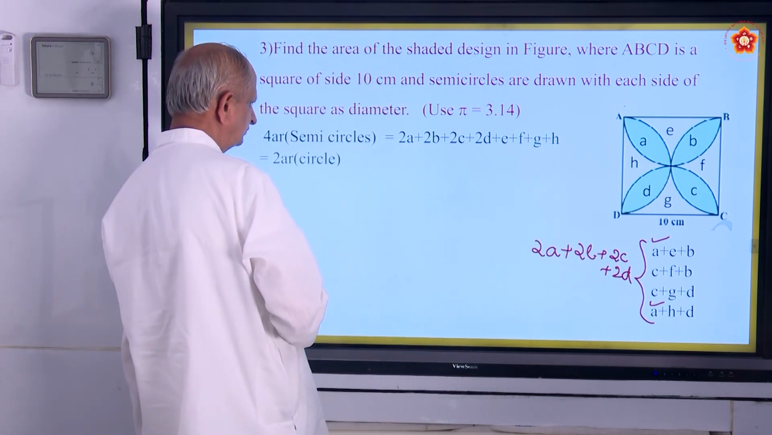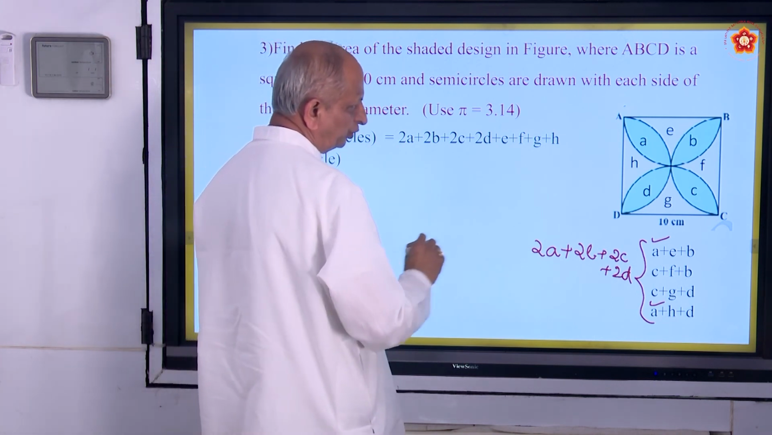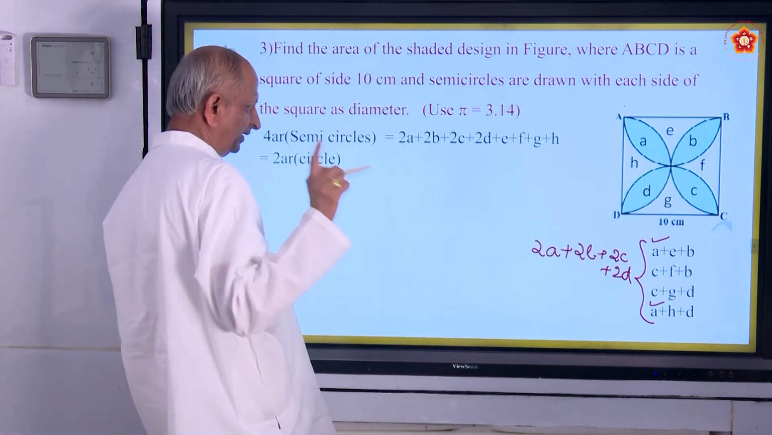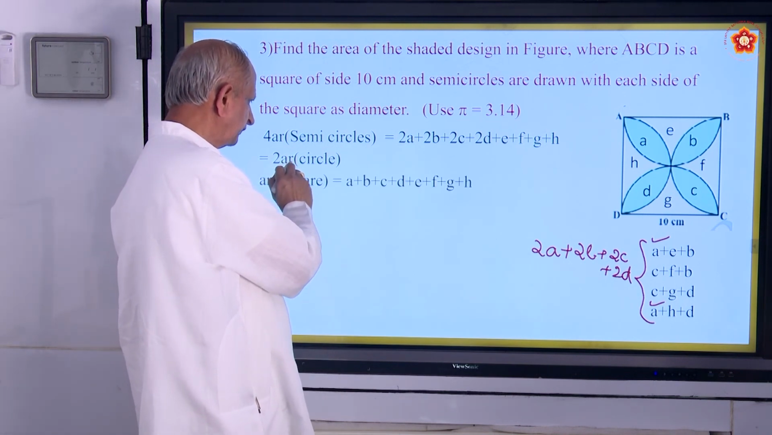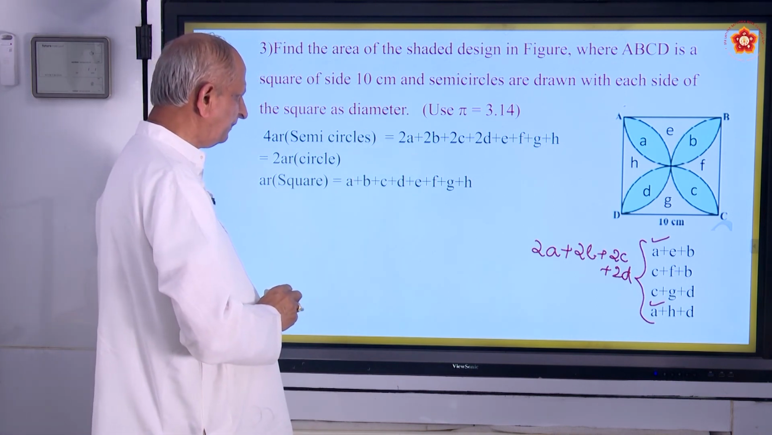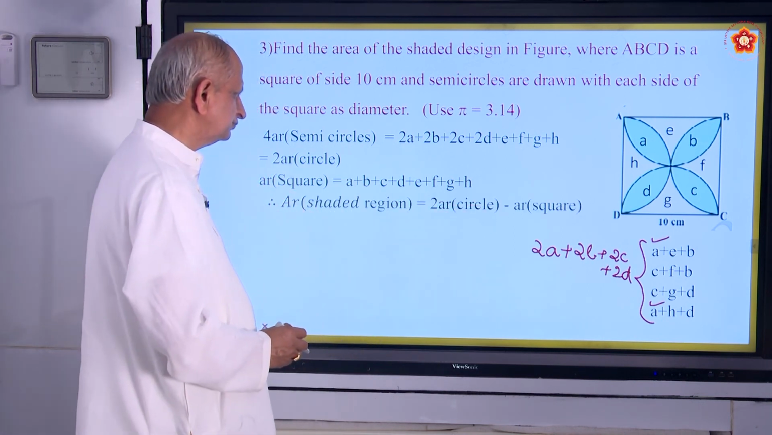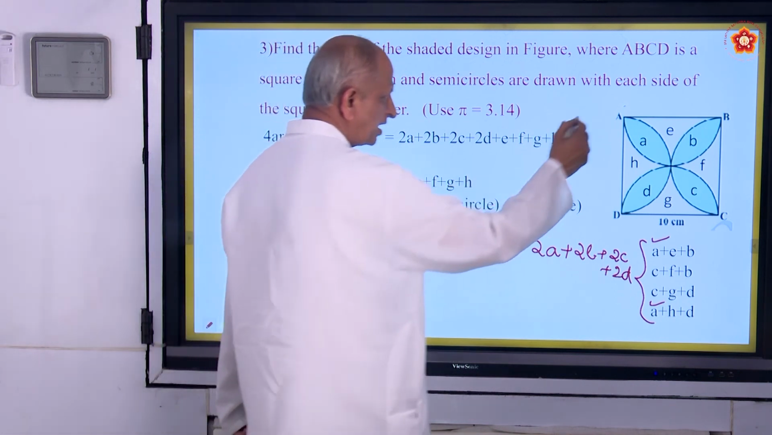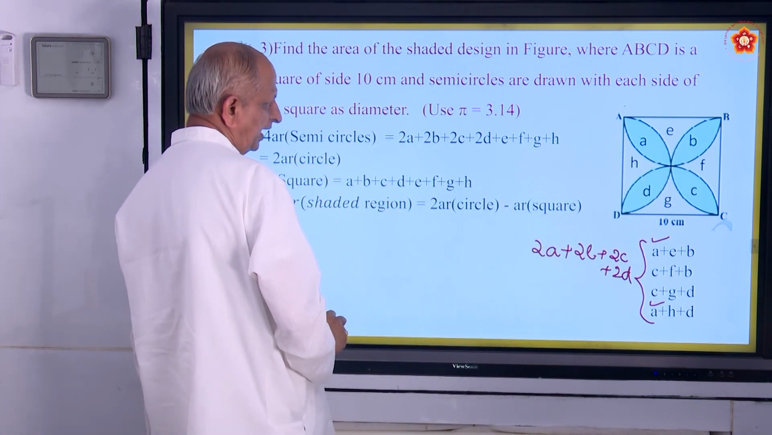So what do you get then? 2 times area of a circle. Why 2 times? Because there are 4 semicircles. So 2 semicircles become 1 circle. So 2 area of circle means 4 times half semicircles, right? So as just now we listed out, area of shaded region becomes 2 times area of a circle minus area of a square.